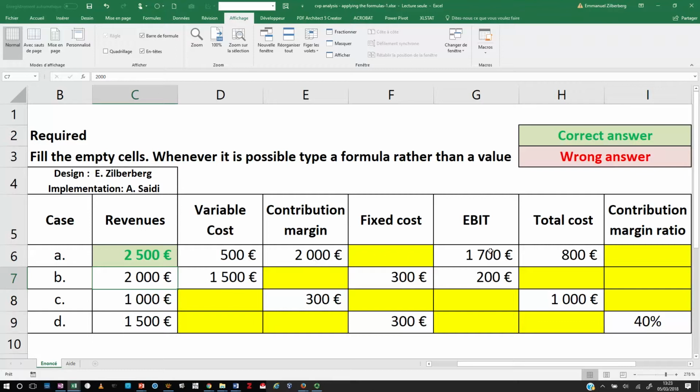Then the EBIT, that's the contribution margin minus fixed cost. So if the contribution margin is 2,000 and the EBIT 1,700, then it means the fixed cost are the contribution margin minus the EBIT. So it's 300 euros. Stop me if there is anything you find strange.